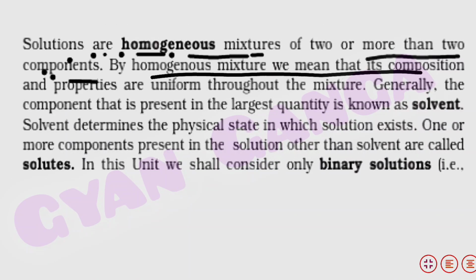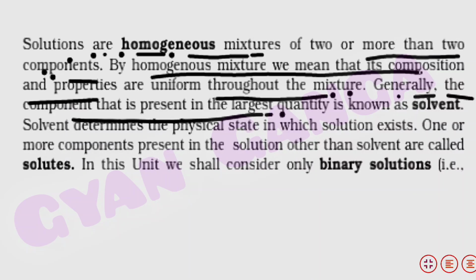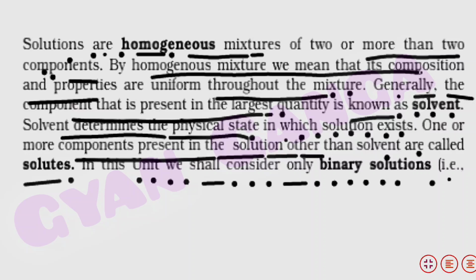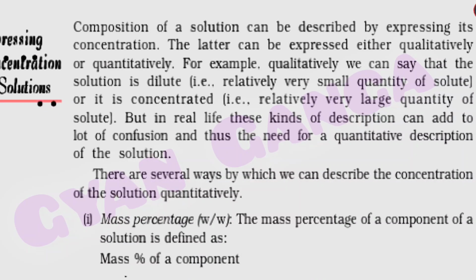By homogeneous mixture, we mean that its composition and properties are uniform throughout the mixture. Generally, the component that is present in large quantity is known as solvent. Solvent determines the physical state in which solution exists. One or more components present in solution other than solvent are called solute. In this unit, we shall consider only binary solutions.